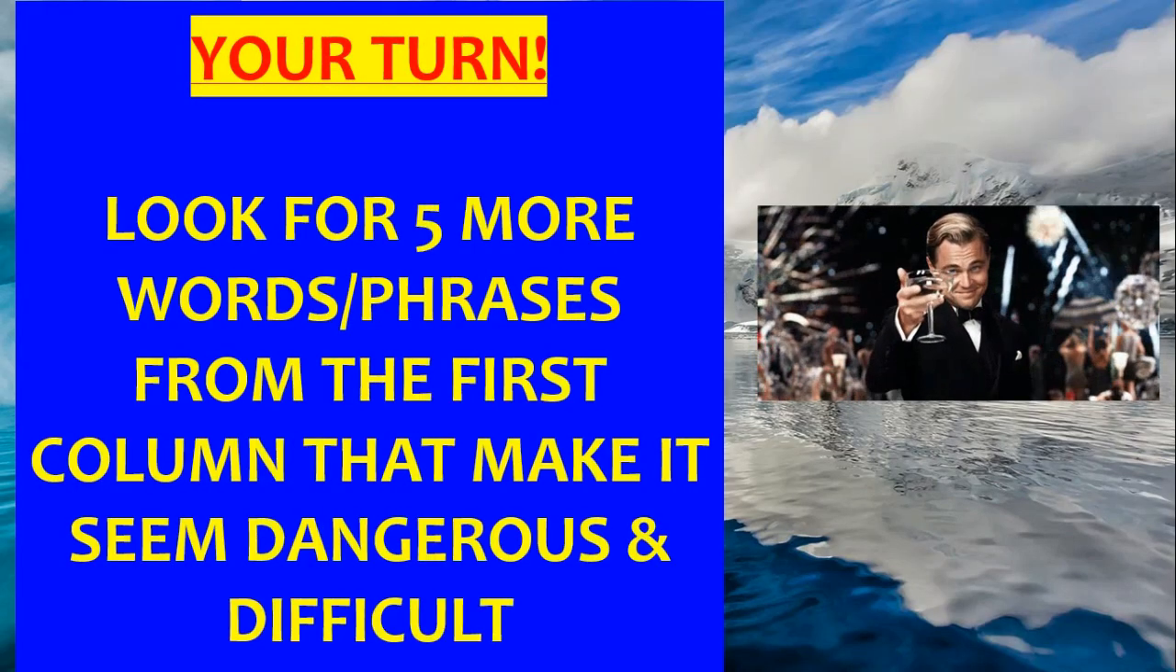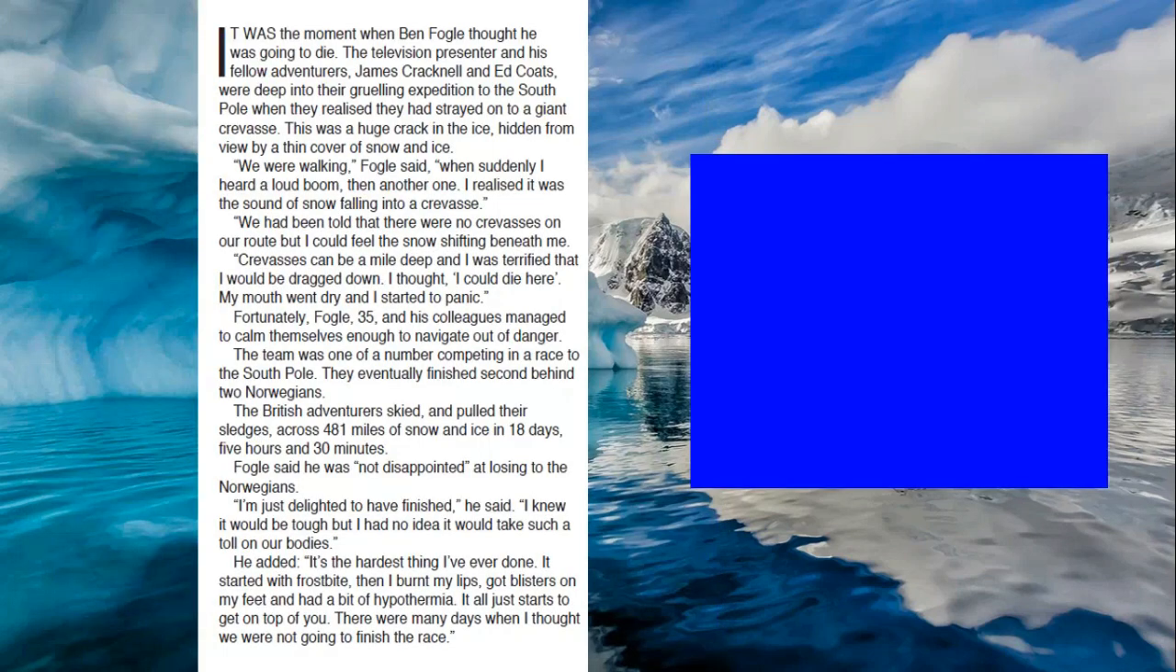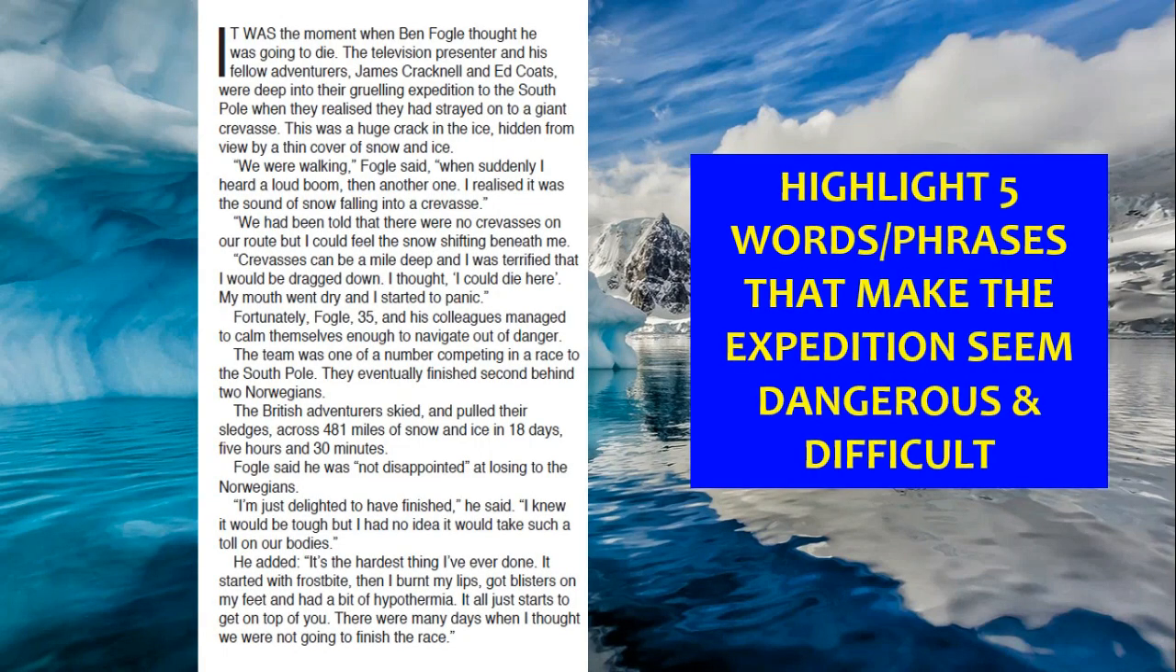So what I'd like you to do now, if it was my lesson, or you can just do it on your own, is your turn. So in that column, just in the left-hand column, not the whole extract, I want you to look for 5 or more words or phrases that make it seem dangerous and difficult. So just from this column on the left, highlight 5 words or phrases that make the expedition seem dangerous and difficult. So like we've already done, you go through it, pick out things that you think the writer has used on purpose, deliberately, to make the expedition seem dangerous and difficult. Pause the video now and have a go.